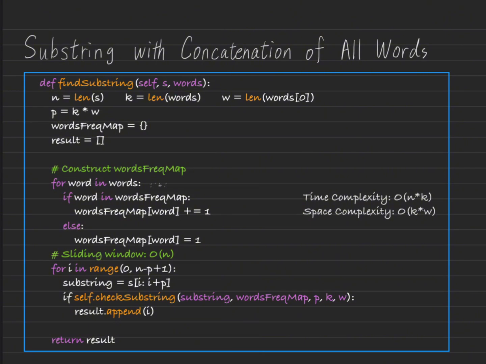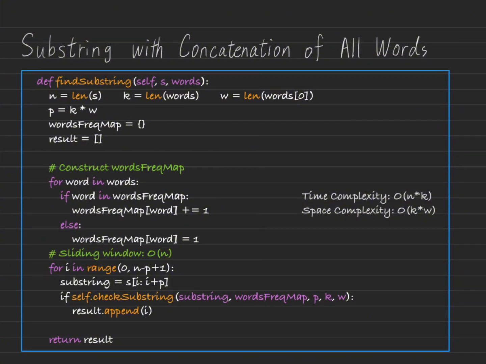Putting everything together, this is the Python code. First, we'll construct the words frequency map. Then we'll use the sliding window technique to check each substring of length P in the input string. The final time complexity is O(N times K). N comes from using the sliding window, and K comes from checking each substring. The final space complexity is O(K times W), or P, which is the size of the hash map.